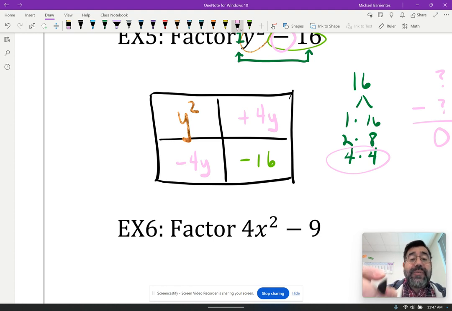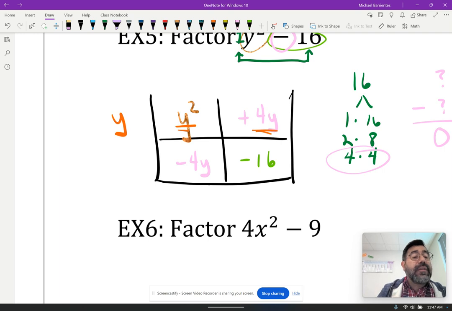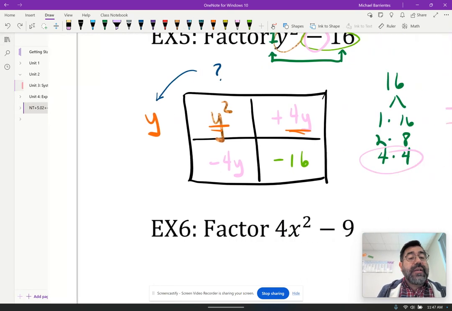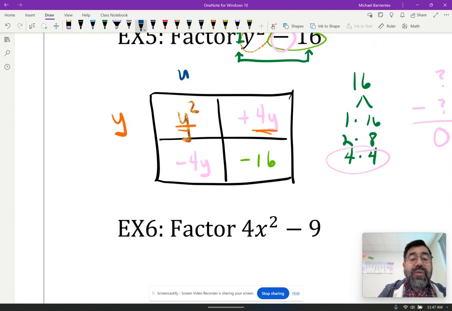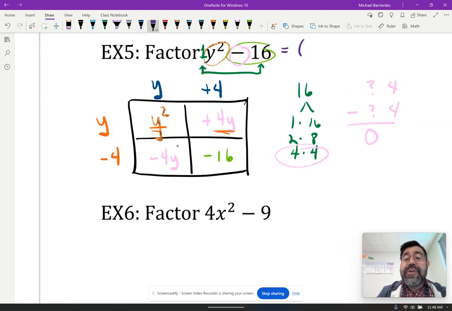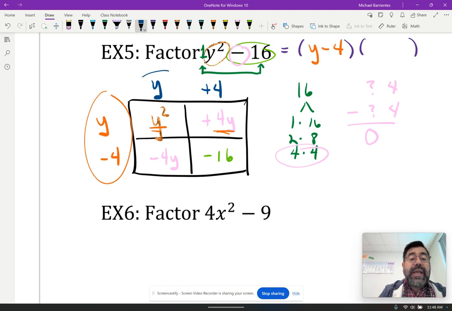So now we're going to continue the process the way we did it before, which is, what do these 2 have in common? Well, they both have a y in common. Cool. What times y will give me y squared? Y. What times y will give me plus 4y? Plus 4. What times y will give me minus 4y? Minus 4. And if you multiply minus 4 times plus 4, you get negative 16. I found my factoring. Remember, we're supposed to figure out what are two binomials that multiply to give me y squared minus 16. And these are my two binomials, y minus 4 and y plus 4.